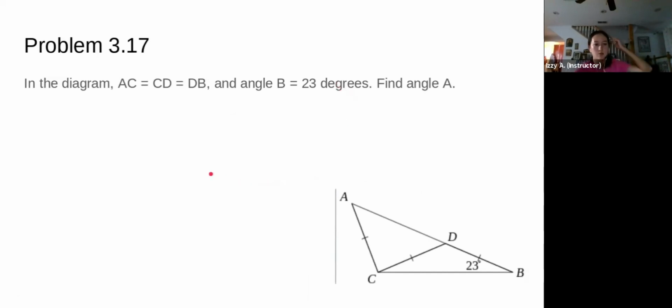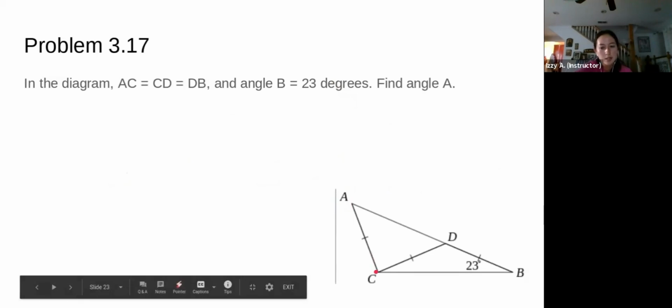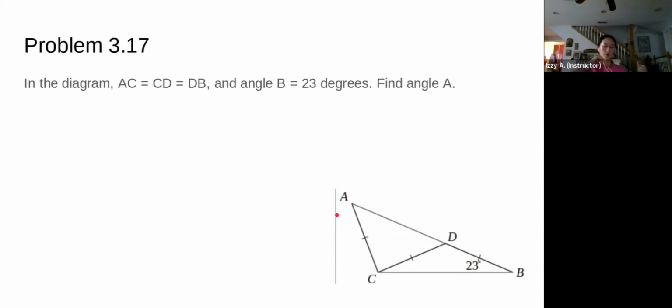Okay, next we have problem 3.17. We'll take a break after problem 3.17. Basically, in the diagram, AC is equal to CD, which is also equal to DB, as we can see with the tick marks. And angle B is equal to 23 degrees. We want to find angle A. I'm just going to describe this out loud because I think it's pretty straightforward. I don't think I have to go on the whiteboard software to do the math.